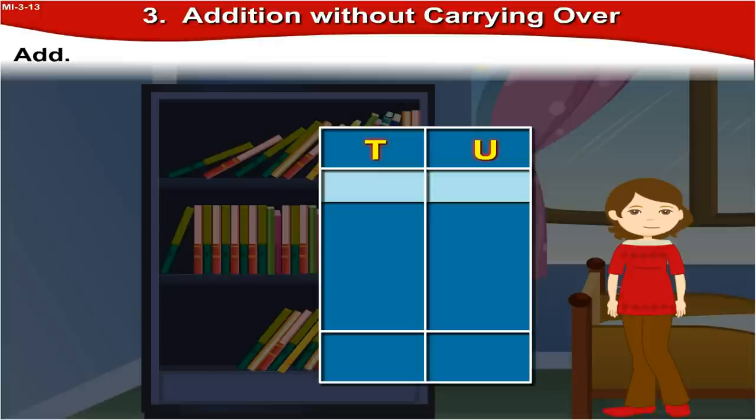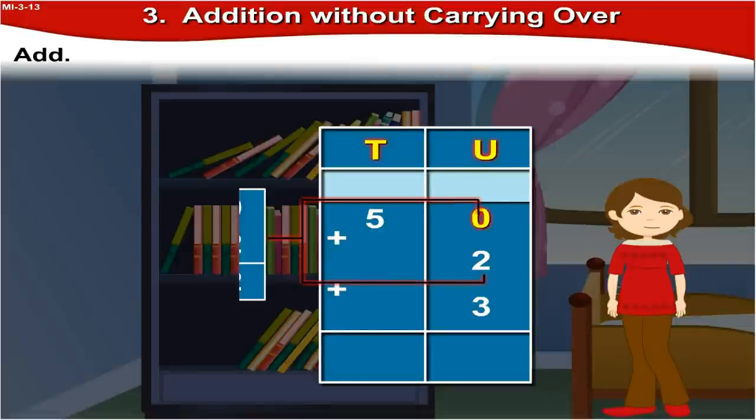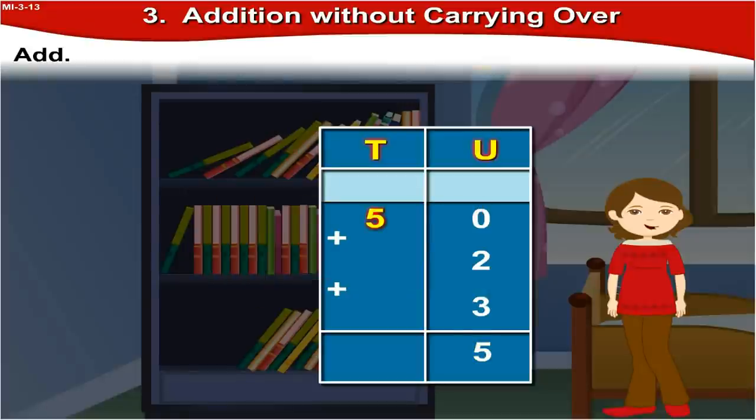Now the next sum, 50 plus 2 plus 3. Now they are already arranged in vertical order. In the units column, 0 units plus 2 units is 2 units, plus 3 units is 5 units. In the tens column, we have 5 tens, so it is 5, which means the answer is 5 tens 5 units, that is 55.